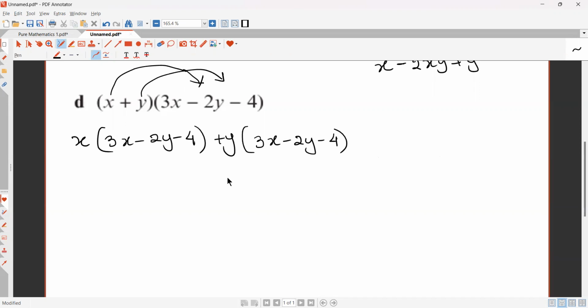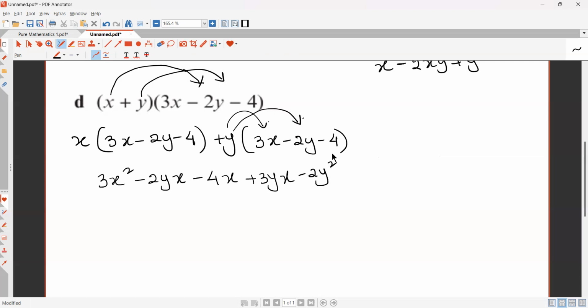Okay, so x multiplied by 3x is 3x square. x multiplied by −2y is minus 2yx. x multiplied by minus 4 is minus 4x. Then y into 3x is going to be 3yx. Again, y into minus 2y is going to be minus 2y square. Again, y into minus 4 is going to be minus 4y.